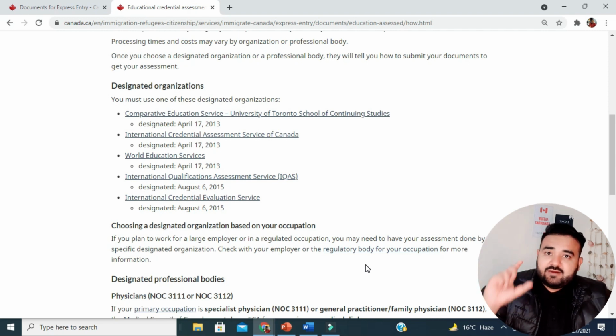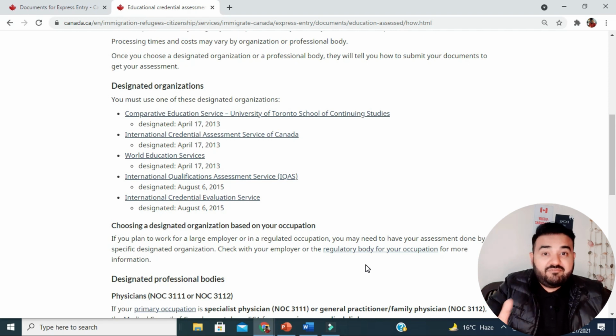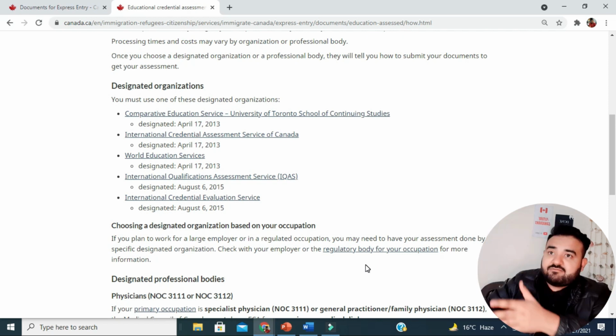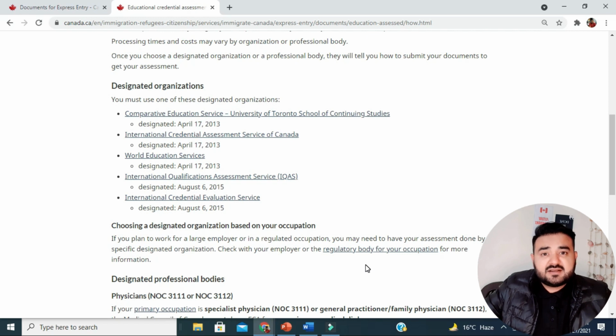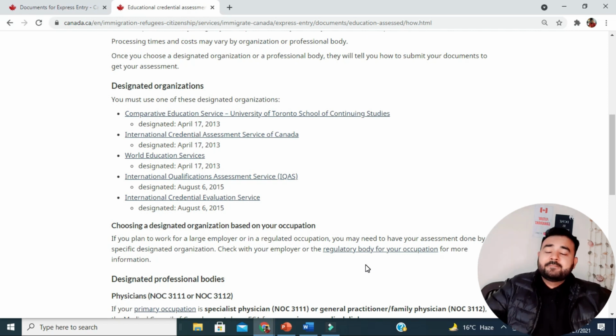Okay, and after you have completed your ECA from WES, they give you a digital badge as well, which you can show on your LinkedIn profile. Your LinkedIn profile will say that WES has evaluated this person as a master's degree holder. So it's a nice badge to have. And yeah, this is about it.